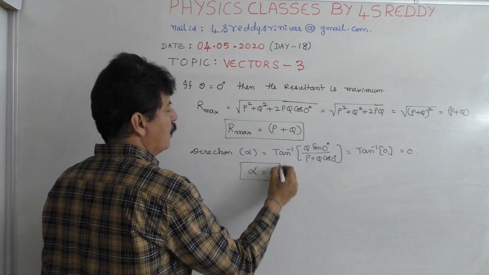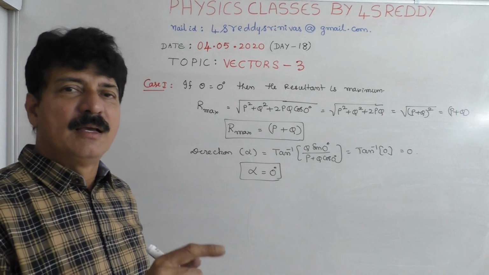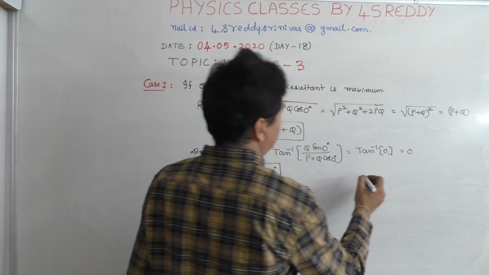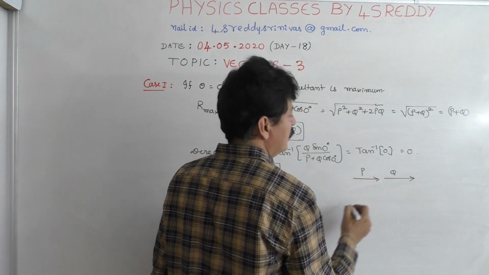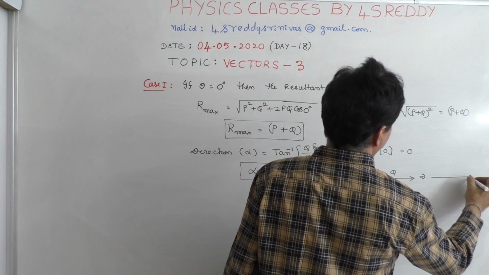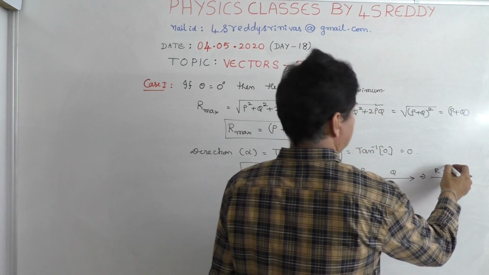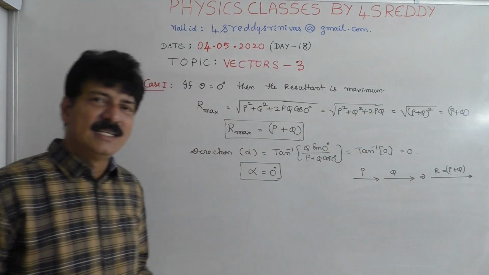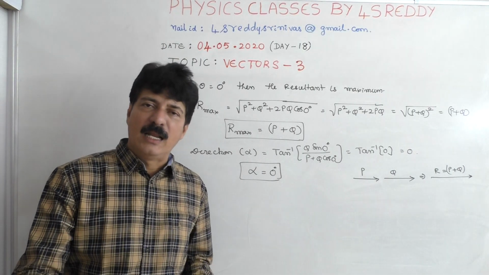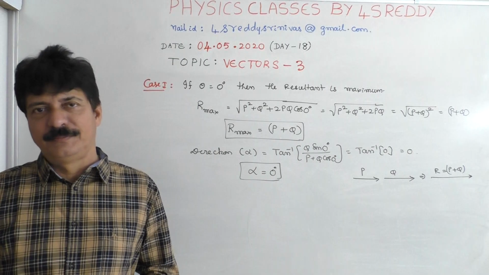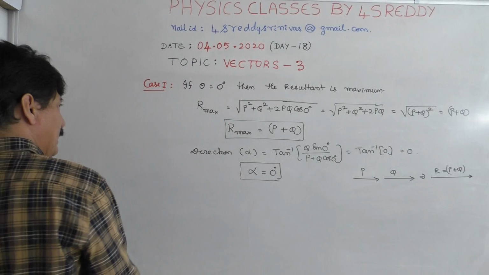That means both must lie along the same line. The two vectors must lie along the same line. Then only that will be taken. This is P, this is Q. Then the resultant is R is equal to P plus Q, if both lie along the same line. If theta is 0 degrees, both lie along the same line or parallel. Suppose this is case 1 and case 2.